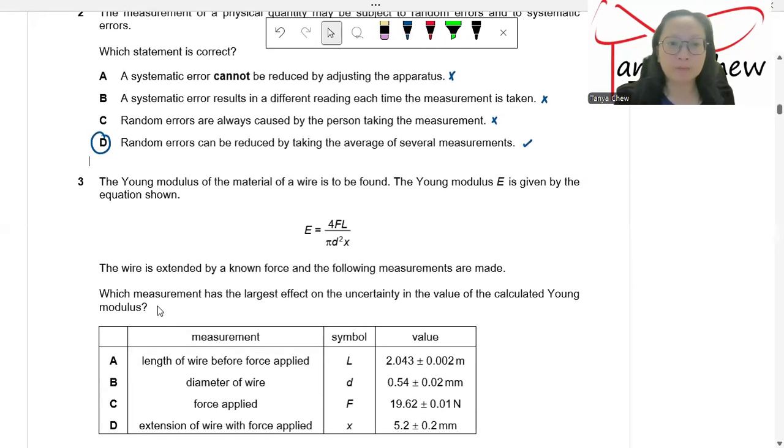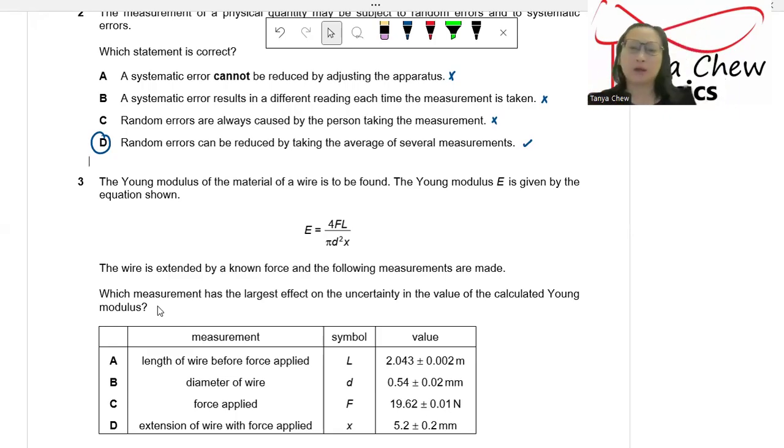Number three, the Young modulus of the material of a wire is to be found. The Young modulus E is given by the equation shown: E is equal to 4FL over pi d squared x. The wire is extended by a known force and the following measurements are made. Which measurement has the largest effect on the uncertainty of the value of the calculated Young modulus?